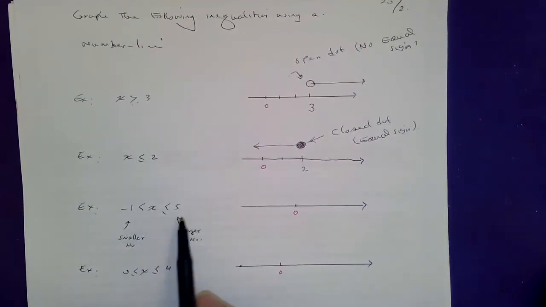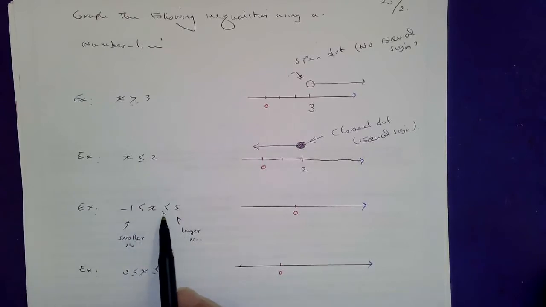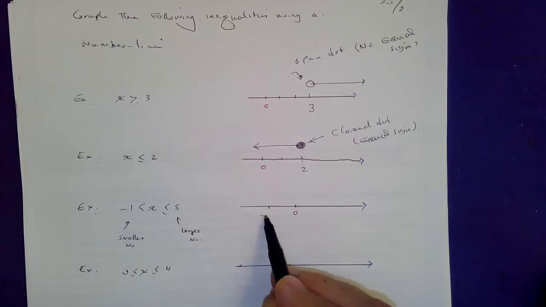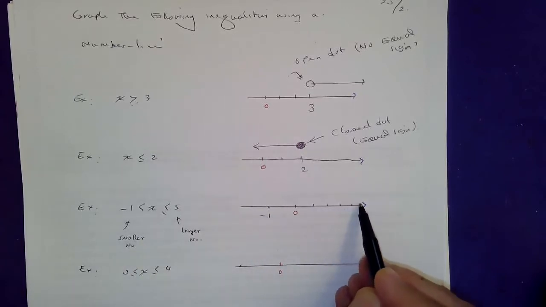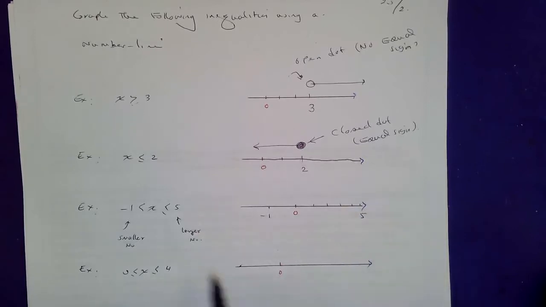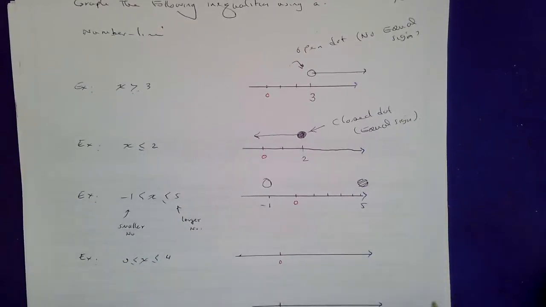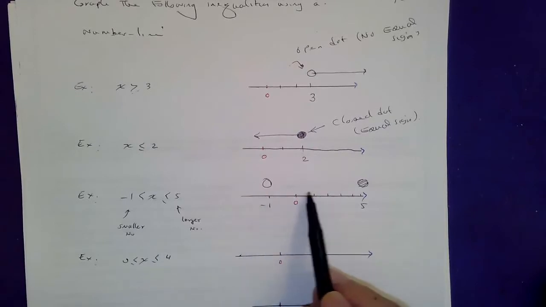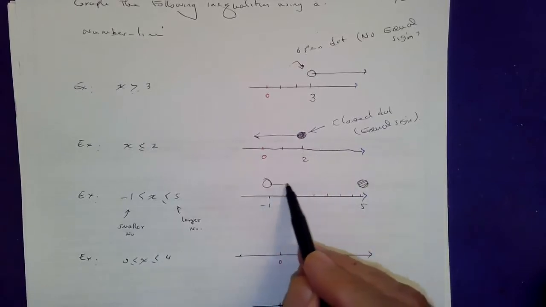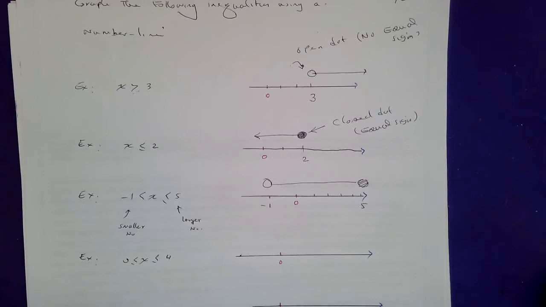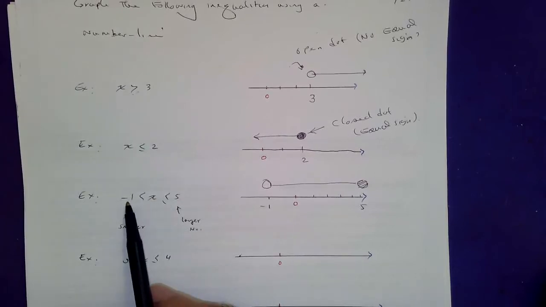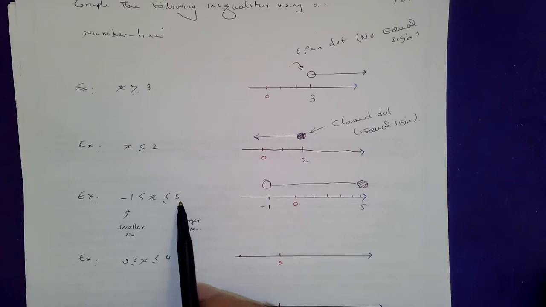This is called a compound inequality because it's like 2 inequalities in 1. So here you go, negative 1 and 1, 2, 3, 4, 5 right here. Right above negative 1, we have an open dot because there's no equal sign. Right above 5, we have a closed dot because we have an equal sign. And x is a number between negative 1 and 5, so we connect the dots. Do you see it? So this reads x is greater than negative 1, but less than or equal to 5.